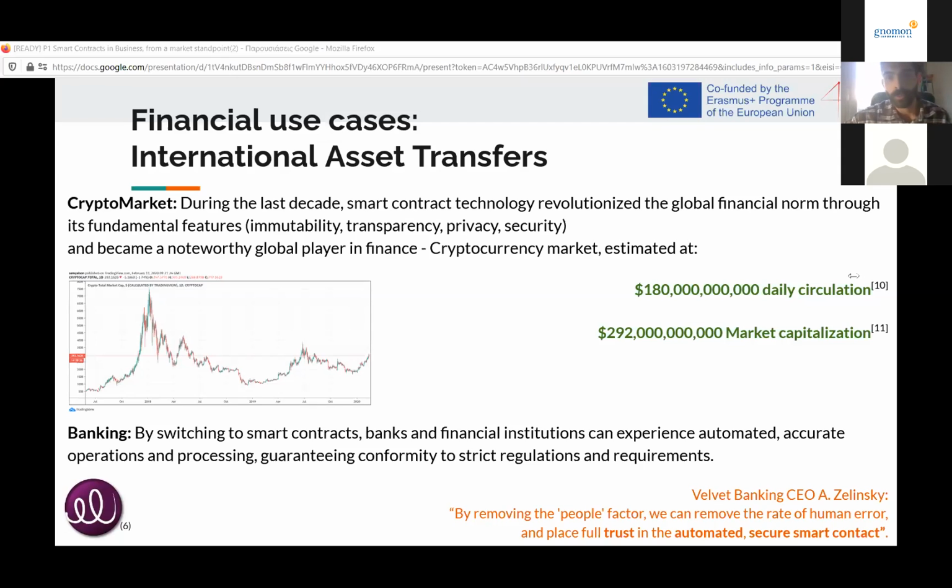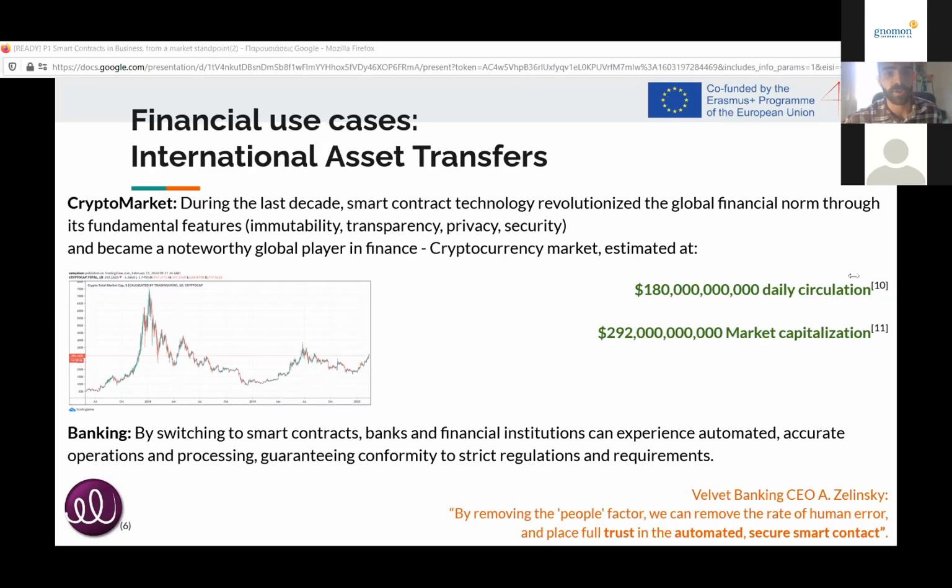Now let's go to the hot thing, which is financial use cases. By saying that, we can turn to international asset transfers, the most common worldwide use of blockchain and smart contracts in general. It's a typical phenomenon that we face in our daily life. Each time I want to explain to someone what blockchains are, I start with, are you familiar with blockchain technology? And when the answer is no, I proceed to the question, are you familiar with Bitcoin? And so the answer is yes. And then we have a common base to continue.